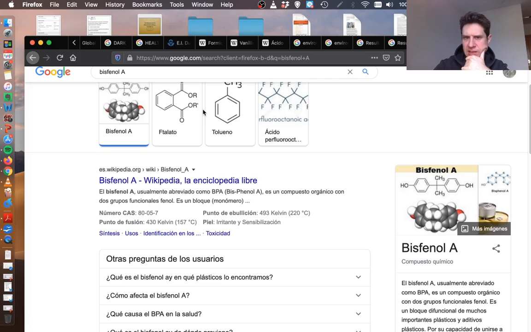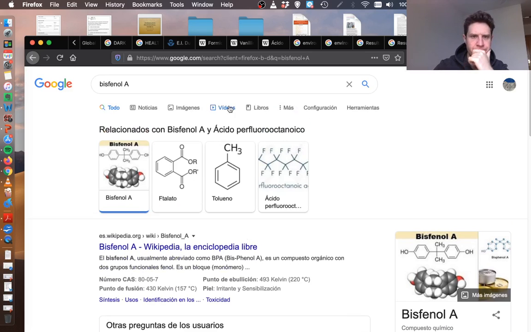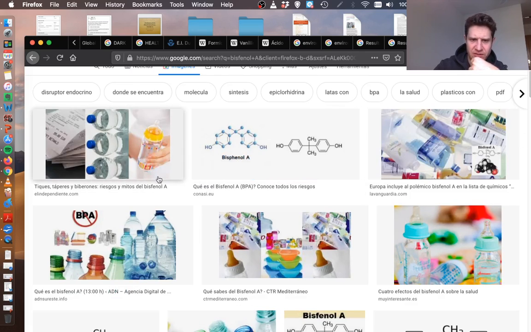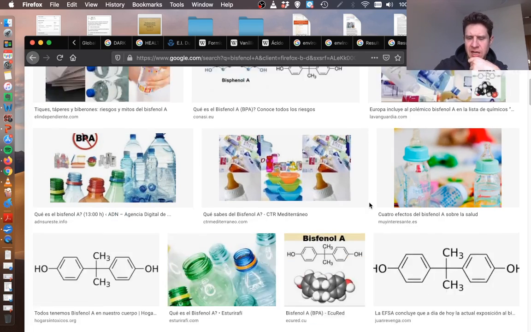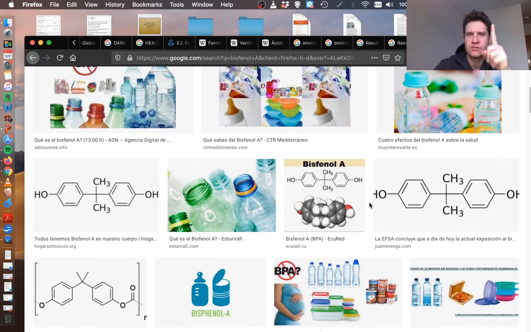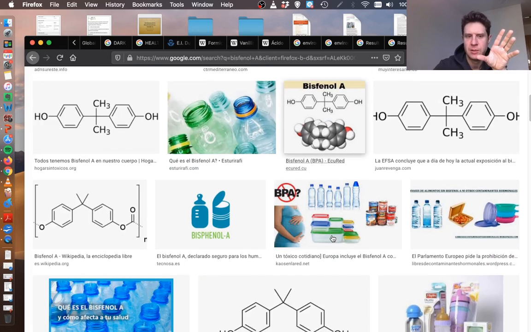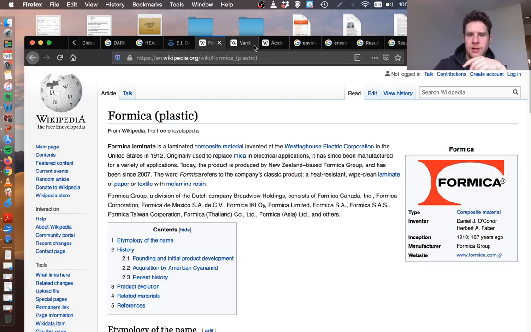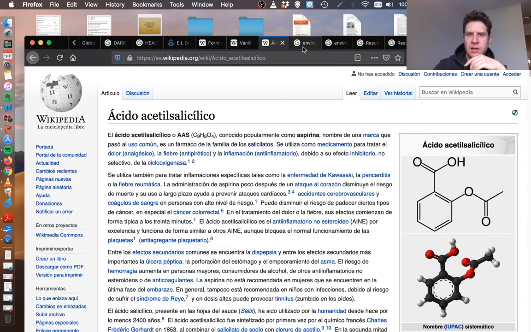Is in the... sorry, voy a poner aquí imágenes. It is in plastics everywhere, and we have here in Spain the largest industry to generate this poison. Here in Spain, we are generating this kind of plastic, which is very dangerous for pregnant women and for kids.